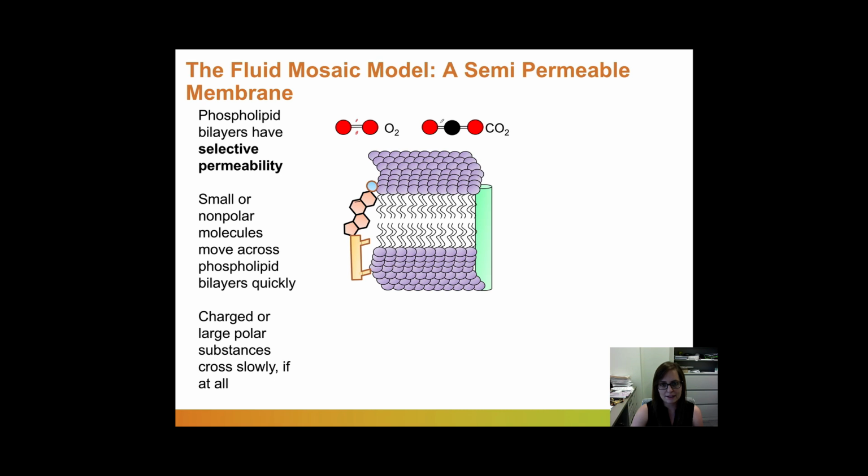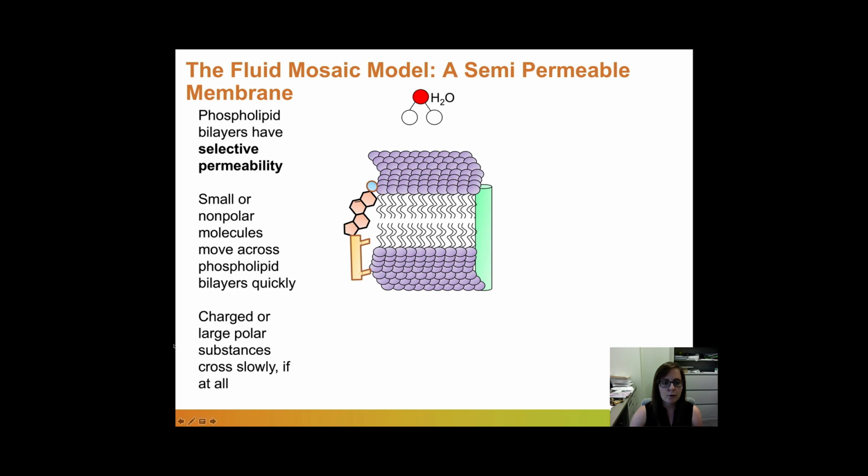And then CO2, the electrons are not shared evenly. They're closer to the oxygen compared to the carbon. But because this molecule is symmetric, this whole molecule is nonpolar. Okay, so let's go back to the clicker. So these will rapidly cross through the membrane. If you want to see that again, these are small nonpolar molecules and they readily cross the cell membrane.